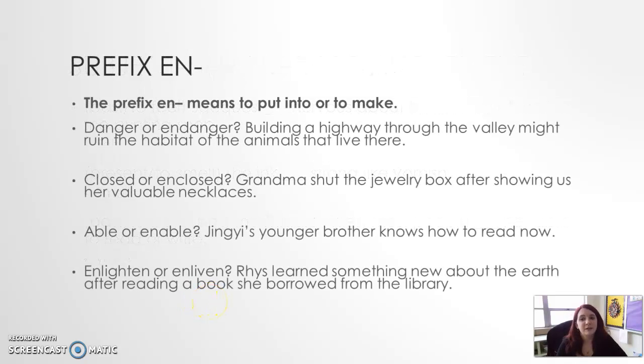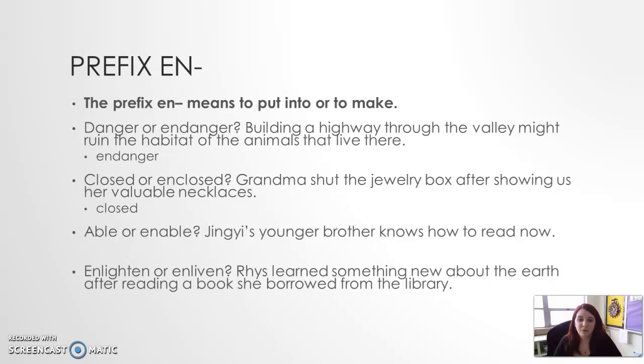Now, remember the prefix EN means to put into or to make. So we're going to do some practice about figuring out what is the correct word. Building a highway through the valley might ruin the habitat of the animals that live there. Is that danger or endanger? That's endanger, to put into danger. Closed or enclosed? Grandma shut the jewelry box after showing us her valuable necklaces. That is closed. She closed the box.